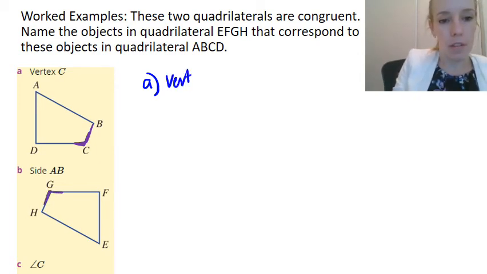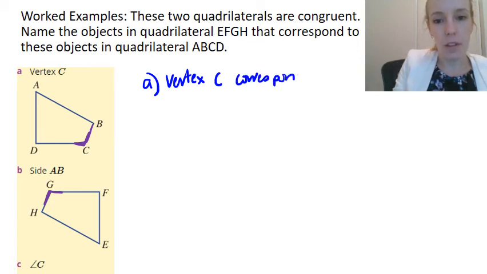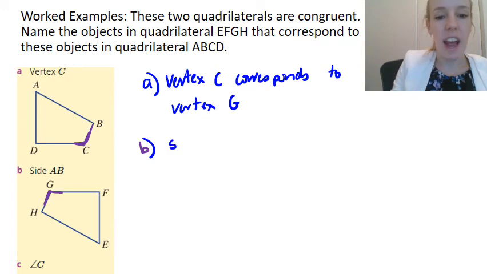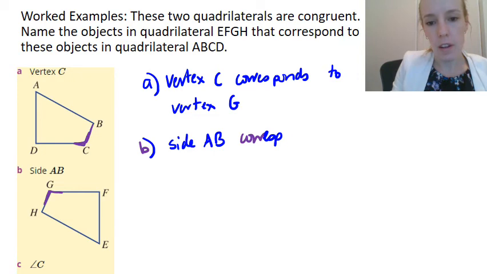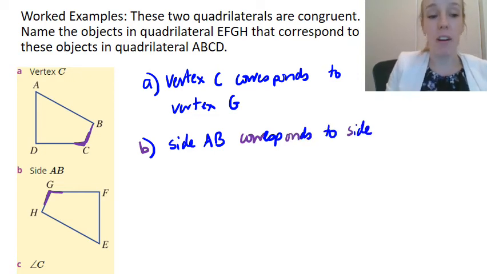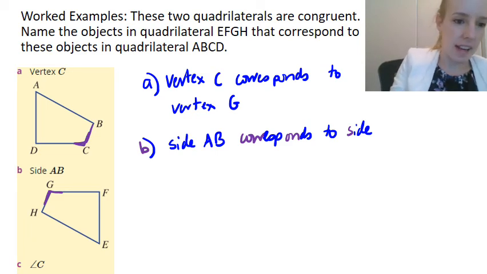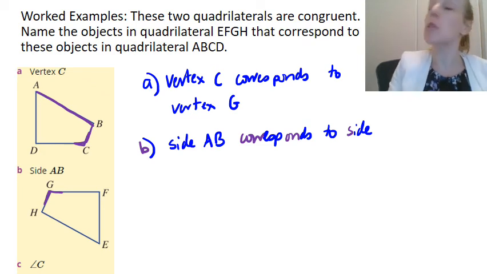So vertex C corresponds to vertex G. For B, it's side AB, so side AB corresponds to side, and we're going to see which side that corresponds to. So AB is the longest side on this quadrilateral, so we're looking for the longest side on the other one, and the longest side here is between E and H.